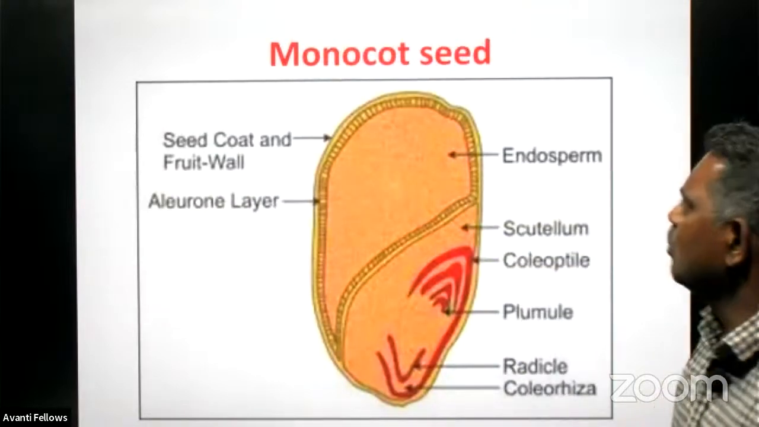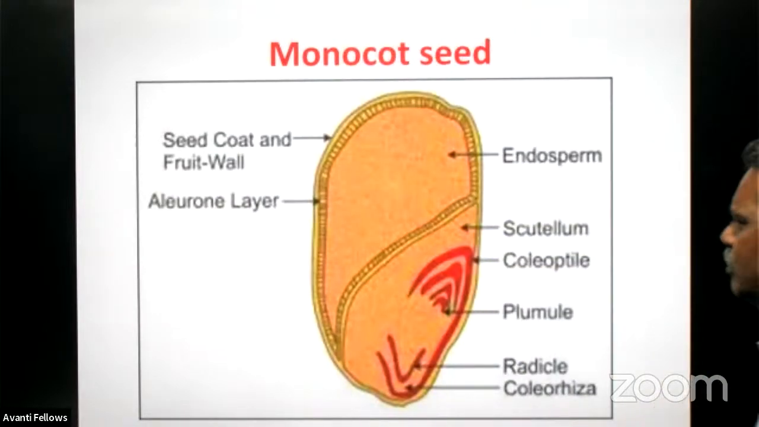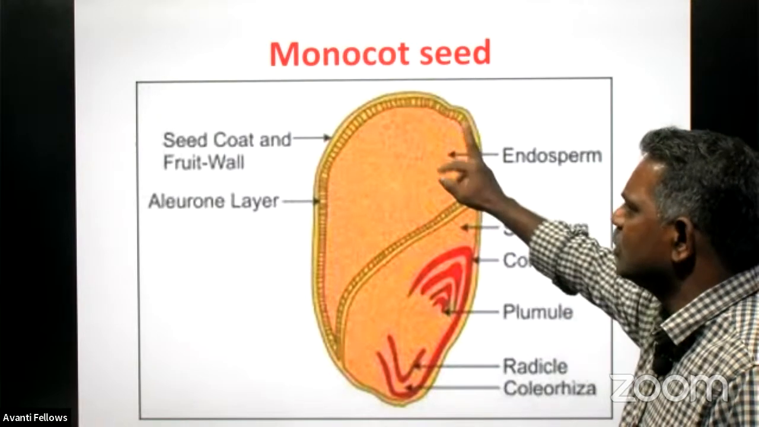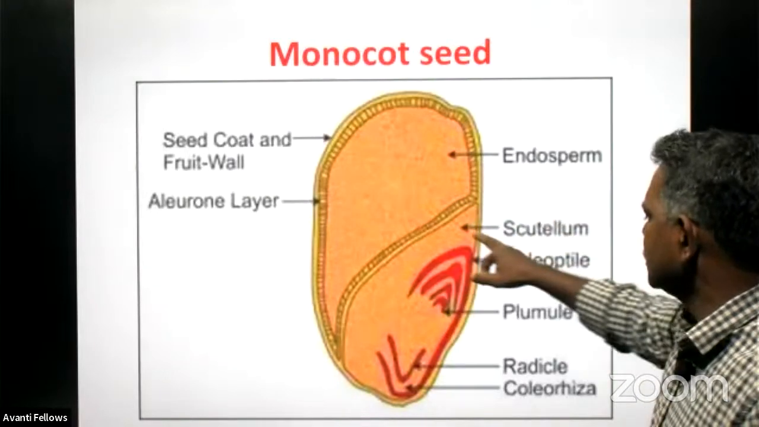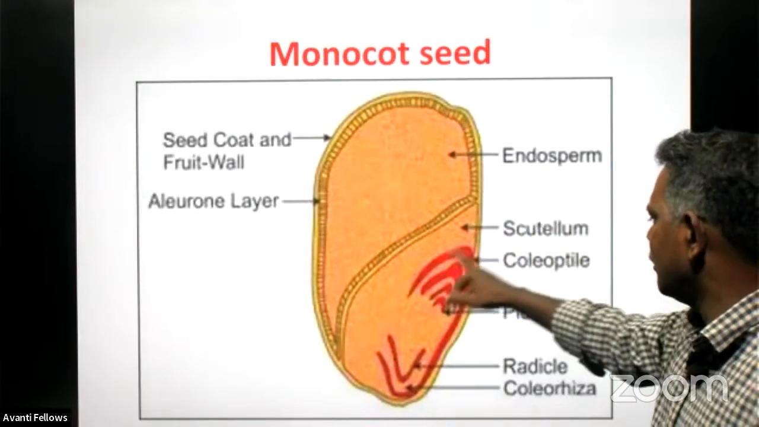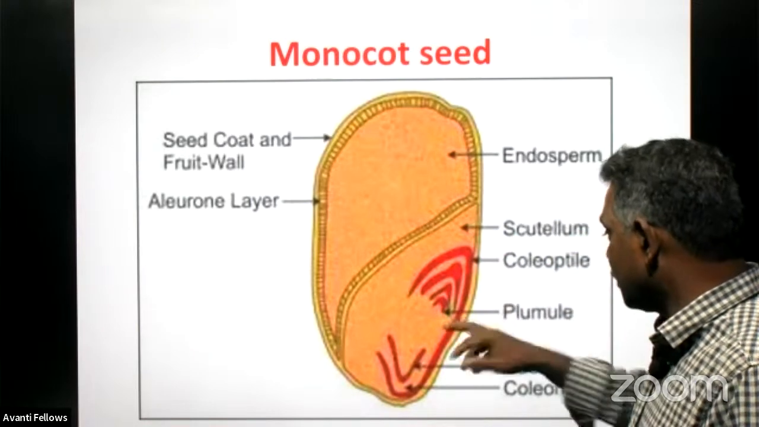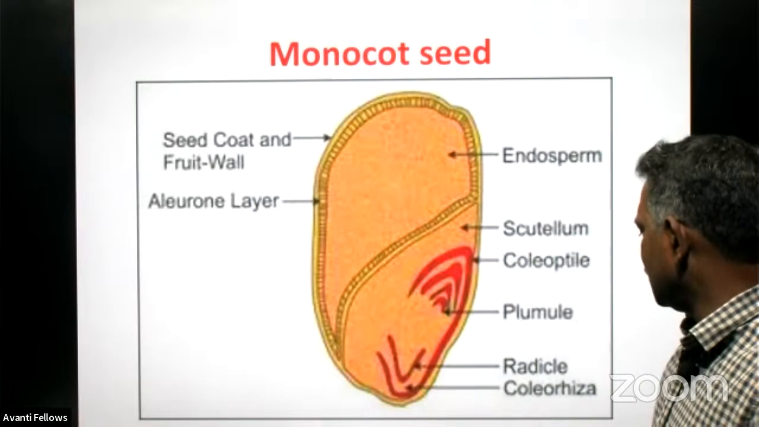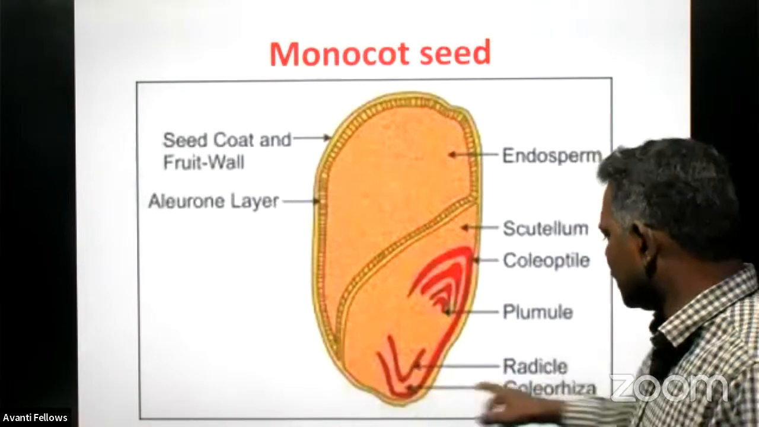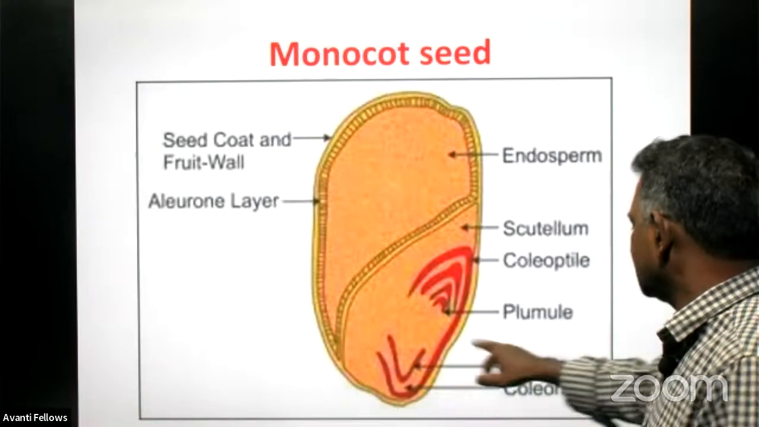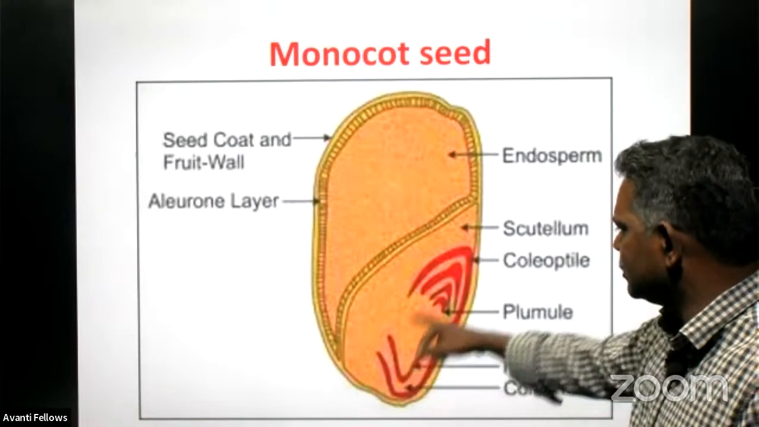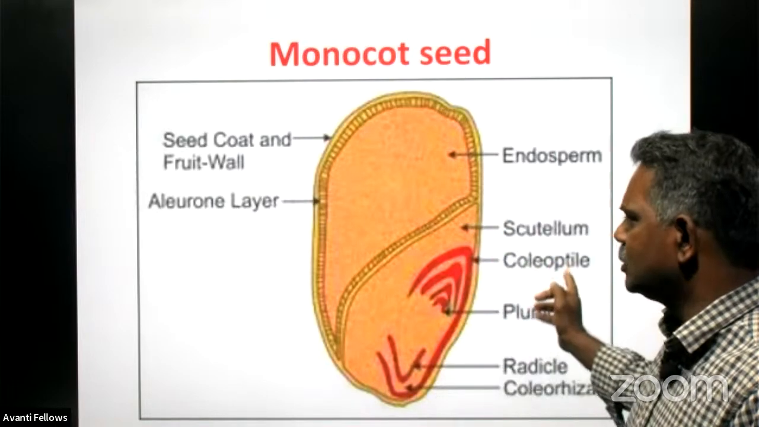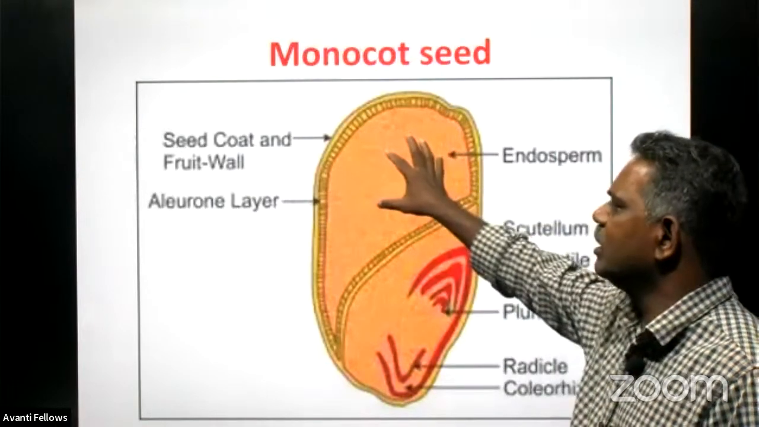And this is the monocot seed, and the diagram should be learned by heart. This is the endosperm, and this is the scutellum, then the coleoptile, the covering of the plumule. A membranous covering of the plumule in a monocot seed is called the coleoptile. Similarly, another membranous covering is there for the radicle, that is called the coleorhiza. And this is the embryonal axis, which develops into a new plant later, with a lot of food material stored here.